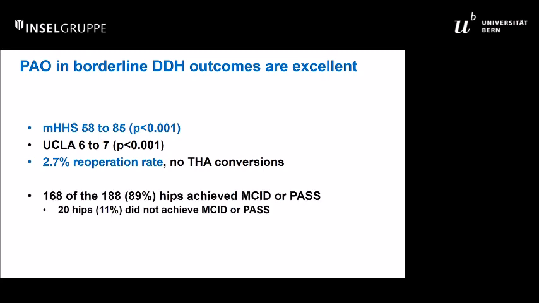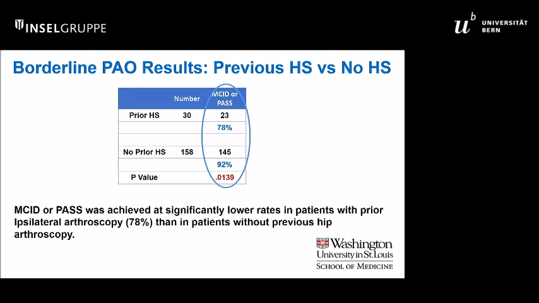If we look at clinical outcomes, 89% of these patients reach either MCID or PASS for the Harris hip, which is a pretty good bar, I think, compared to other hip preservation surgery. If we break this down by previous surgery, those with previous surgery reach this at 78% rate, while those without previous surgery are reaching this at a 92% rate. So very reliable, consistent outcomes of the PAO in borderline.